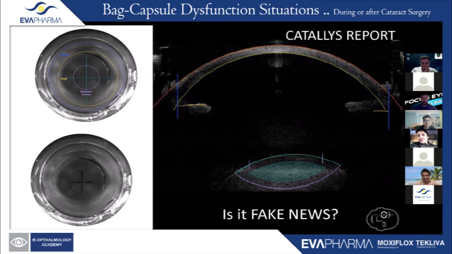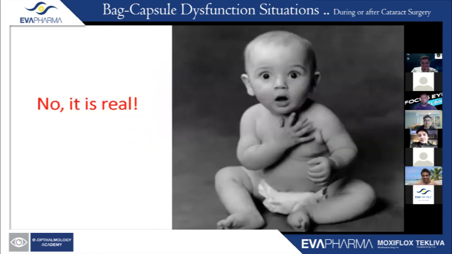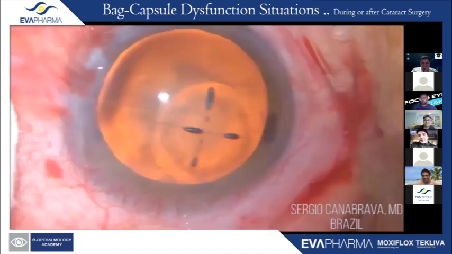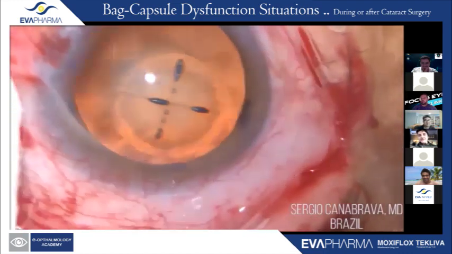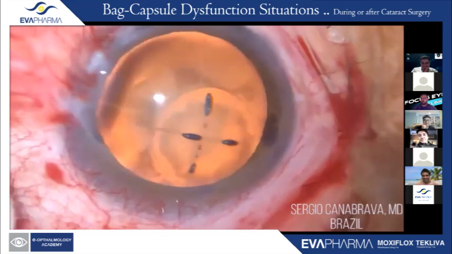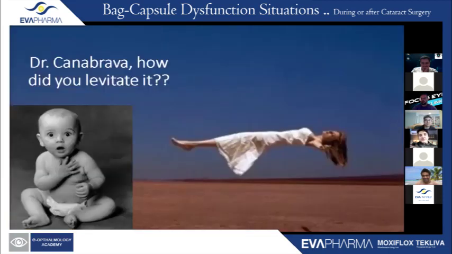Look at the position of the crystalline. Is it fake news or real? No, it's real. You can see it after the femtosecond, after the flex. Observe it. The question, Dr. Canabrava, how did you levitate it?